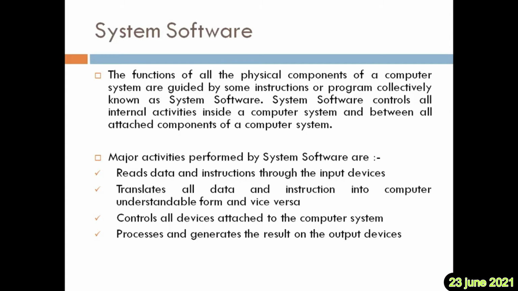Now what is exactly a system software? The functions of all the physical components of a computer system are guided by some programs collectively known as system software. It controls all the internal activities inside a computer and between all the attached components of a computer system. What are the major activities performed by the system software? Reads data and instructions through the input devices, translates all the data and instructions into computer understandable form and in a reverse way, and controls all the devices attached to the computer system. Processes and generates the result.